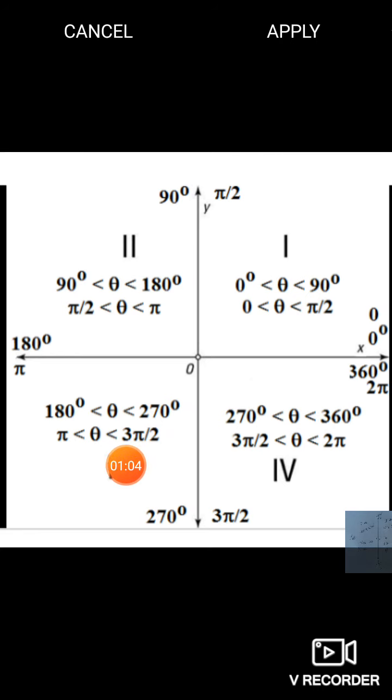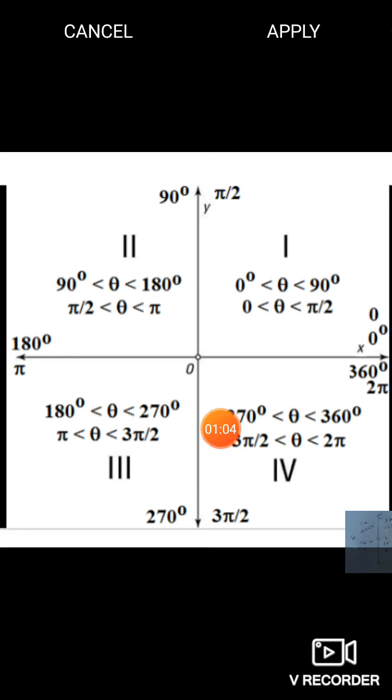Now come to third quadrant. In third quadrant, the angles from 180 degree to 270 degree lie in the third quadrant. For example, 200 degree lies in which quadrant? It lies in third quadrant. So theta varies from 180 to 270 degree, and in radians we can write it as pi less than theta less than 3 pi by 2. 3 pi by 2 means 270 degree, because substitute the value of pi as 180, and when you divide 180 by 2 it is 90 degree. So 90 into 3 is 270 degree.